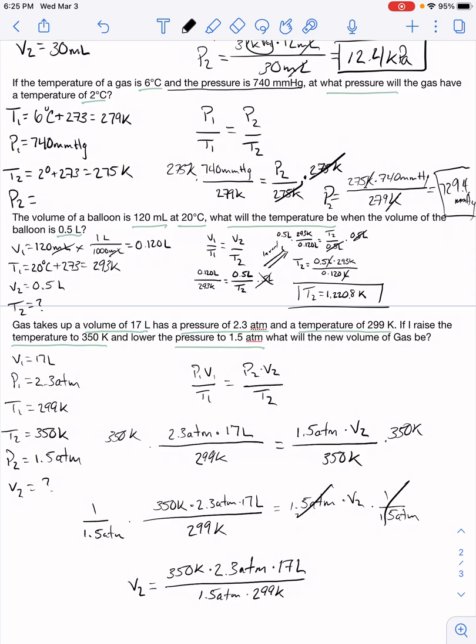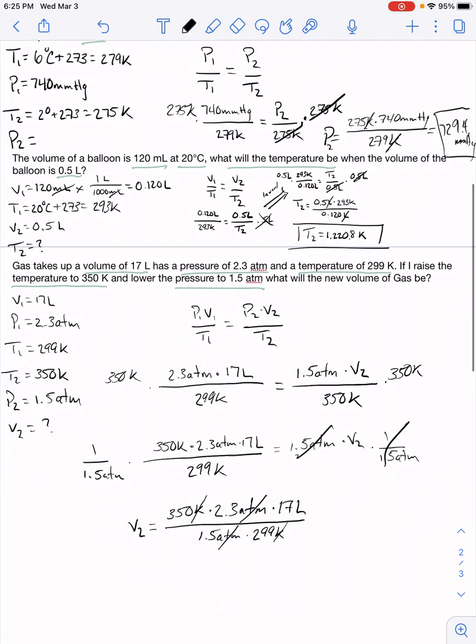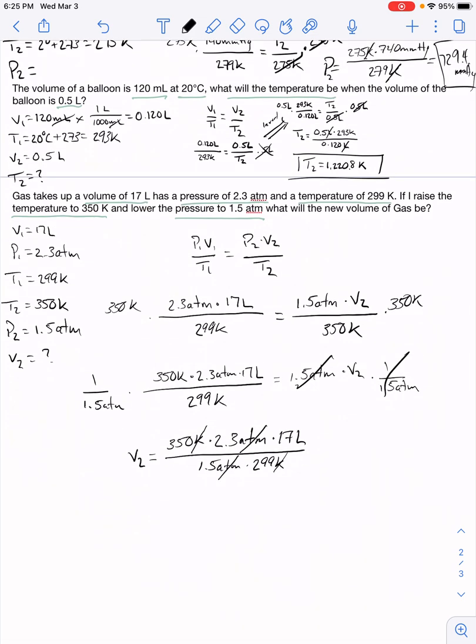So again, you could simplify the sides first before you start the rearranging. I just rearranged it all first. So I clearly see Kelvin and Kelvin canceling, atmospheres and atmospheres canceling, and I'm left with just my unit liters. So here I'm going to then say V2, we need to take the product, 350 times 2.3 times 17, which is 13,685 liters is the only unit left, divided by 1.5 times 299, which is 448.5.